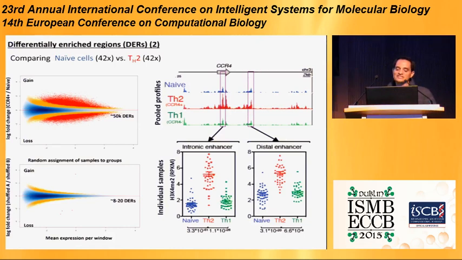But I think it's also a good example that we see that the peak callers would have identified peaks in the naive and also in the TH1 cells. But when we look at the individual samples, we clearly see a significant enrichment throughout the TH2 cell samples.